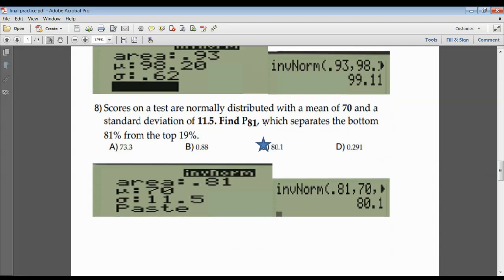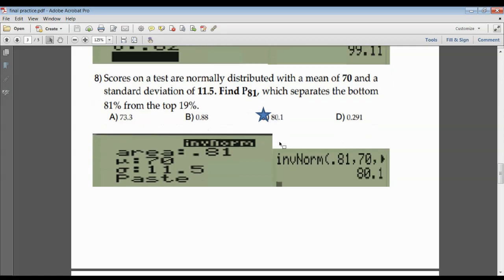Here, number 8, you're asked to find the 81st percentile. That separates the bottom 81% from the top 19%. So the value that I'm looking for is found by taking the area to the left. The area to the left, P81, is just that, 0.81, 81%. Mean is 70, standard deviation 11.5. Do your magic here, 80.1, spot on to letter C.